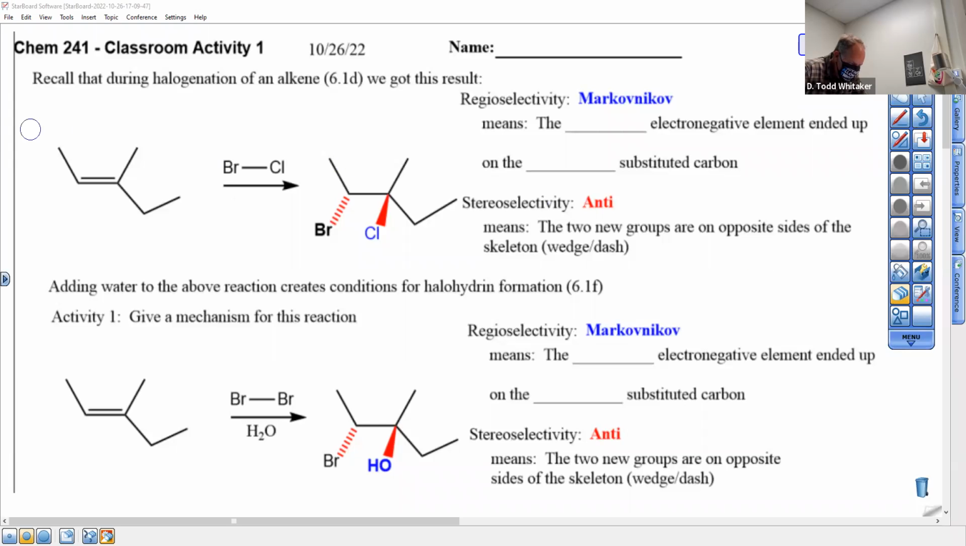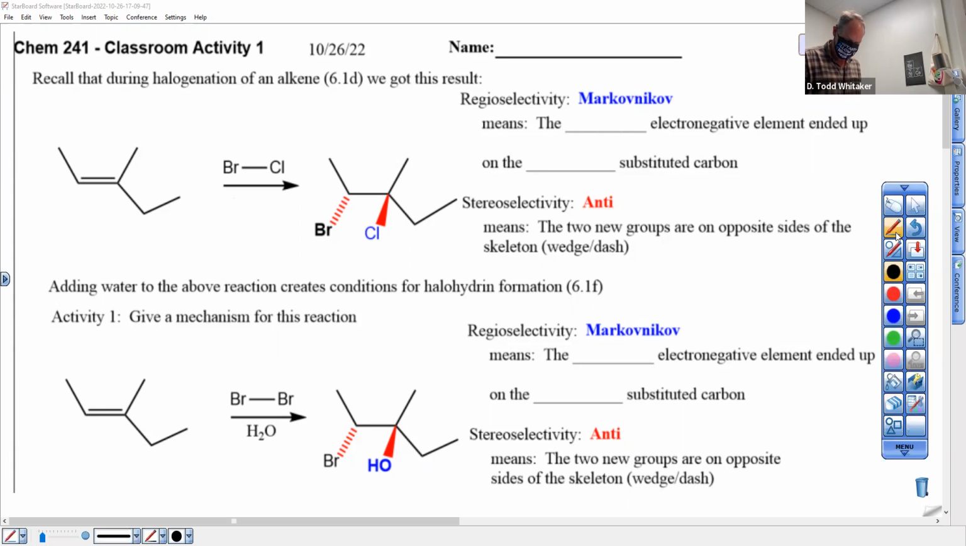We did this reaction last time, and it was called halogenation of an alkene. And we're using a mixed halogen here. We didn't have to, but we did. And its name gives a hint about how it reacts. Bromonium chloride. Why is it called bromonium chloride and not chloronium bromide?